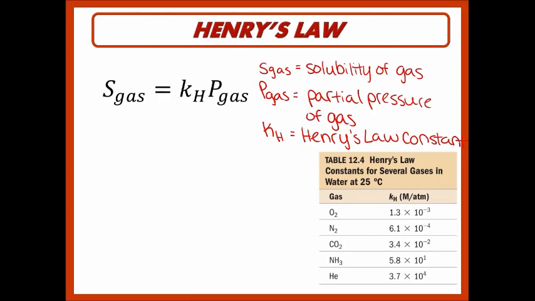Notice that the units of K_H are in molarity per atmosphere. Therefore, when solving for the solubility of a gas, you need to make sure that the partial pressure of the gas is in units of atmospheres. The units of atmospheres will then cancel out and leave the solubility of the gas in the units of molarity.